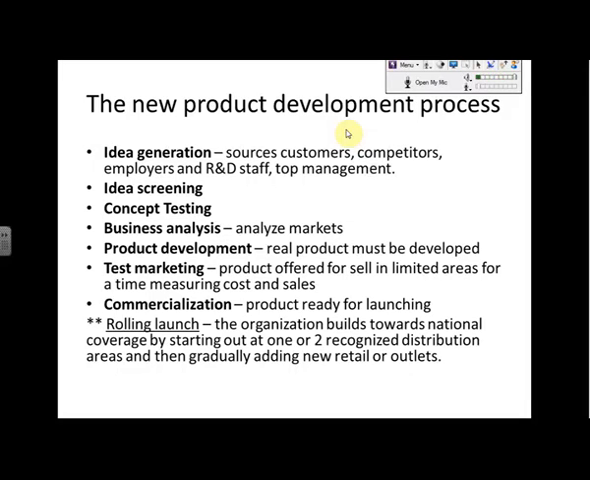And then there's another term that is important that you must know, what is known as rolling launch. Now, the organization builds towards national coverage. You are no longer targeting a limited area, but you are now rolling it out nationally. You are now rolling it in a wider territory, wider space. And you start out at one or two recognized distribution areas. And then gradually add it to new retail outlets.